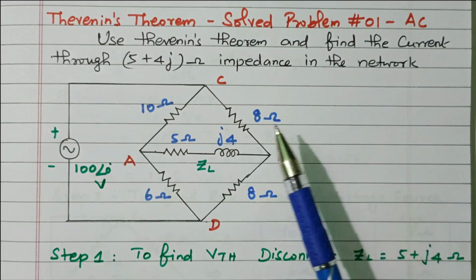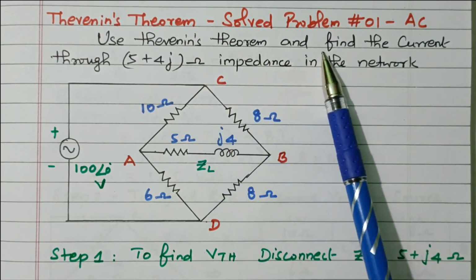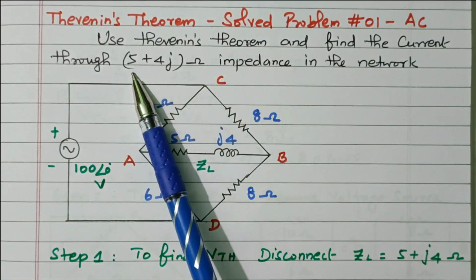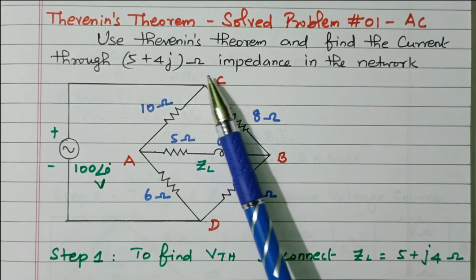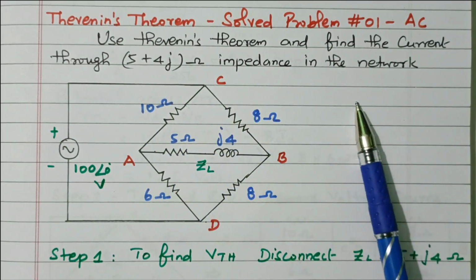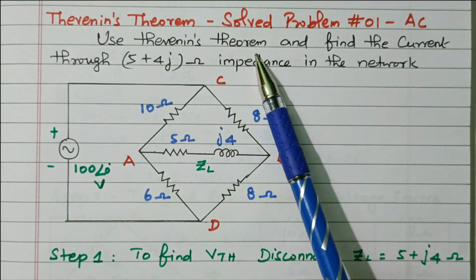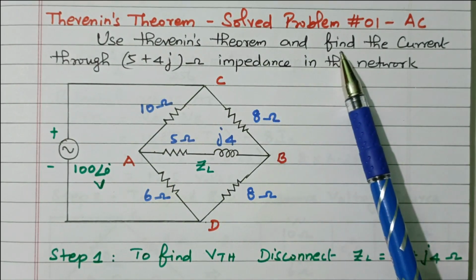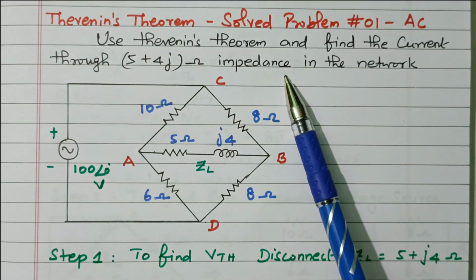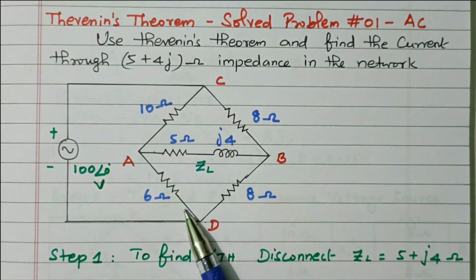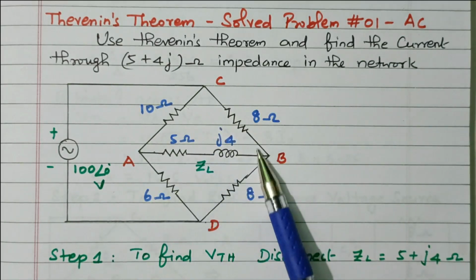Now we will go to the topic. Use Thevenin theorem and find the current through the 5 plus 4j ohm impedance in the network. By using Thevenin's theorem, we need to find the current flowing through this impedance. So the circuit is available here. The bridge circuit is given.